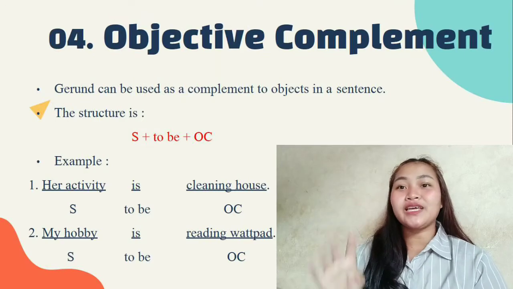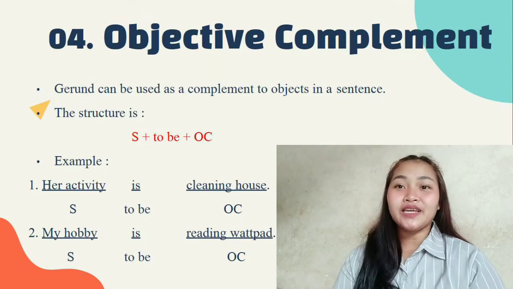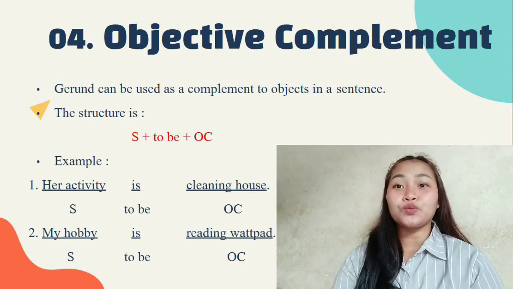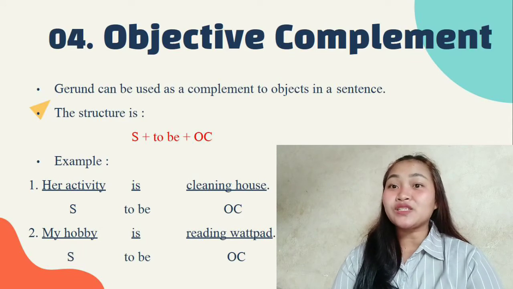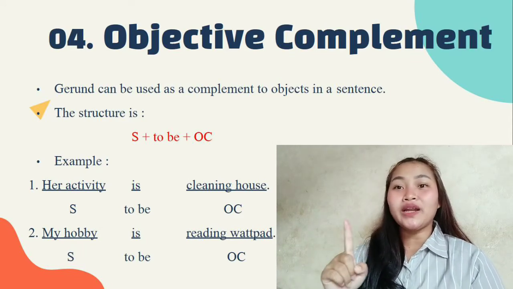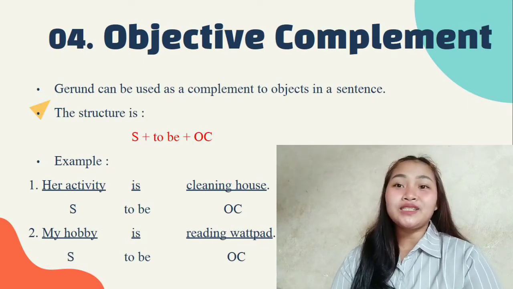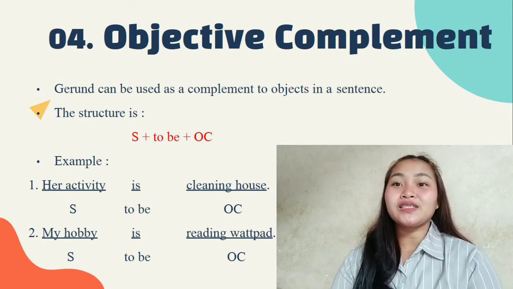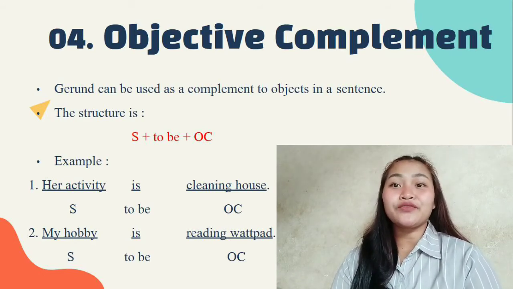For the fourth is objective complement. In this part, gerund can be used as a complement to objects in a sentence. So the structure is subject plus to be plus object complement. For example, number 1 is her activity is cleaning house. So her activity as subject is as to be and cleaning house as objective complement.